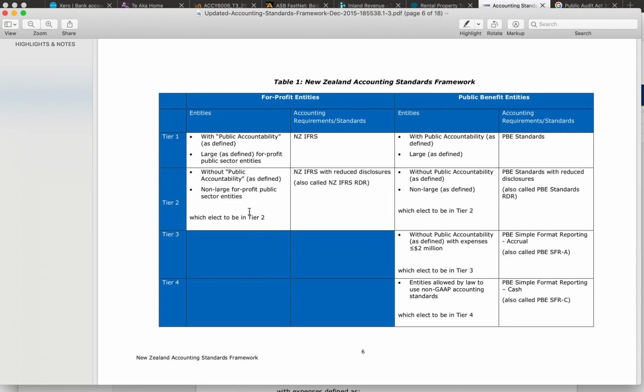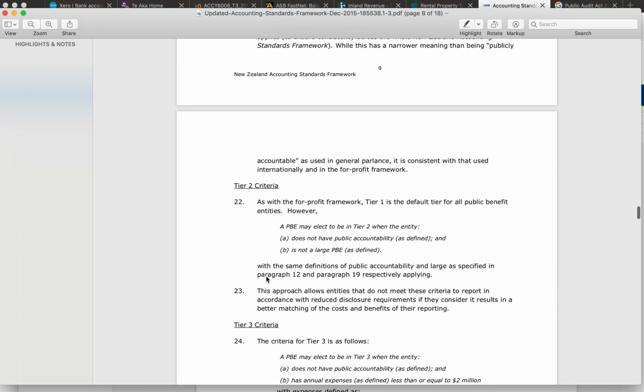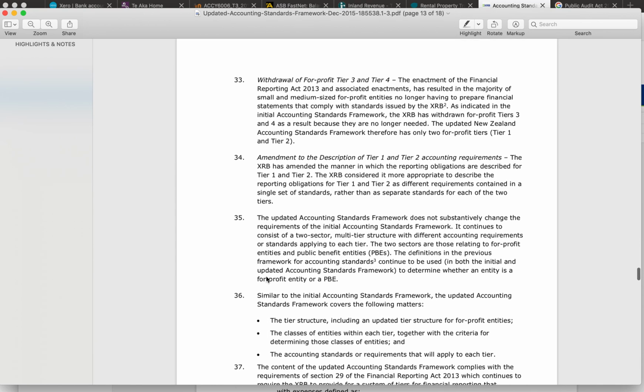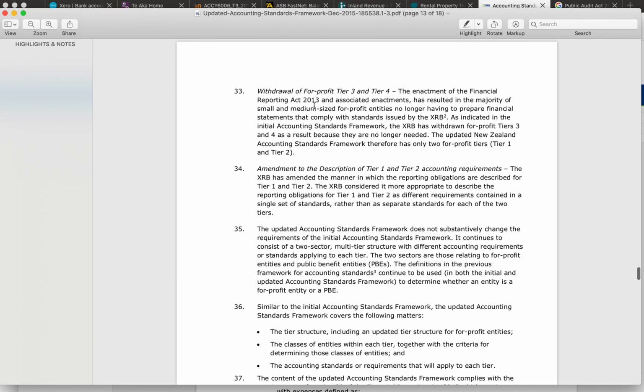Up until about 2012, there were tier 3s and 4s for not-for-profit entities as well, okay? So there was probably a lot of compliance stuff for small, medium-sized businesses, where they are now sort of exempt from this, right? So if we go down to note 33, withdrawal of for-profit tier 3 and 4, okay?